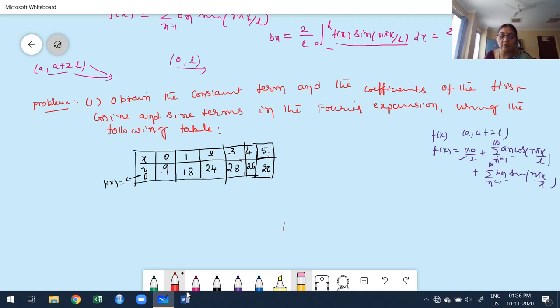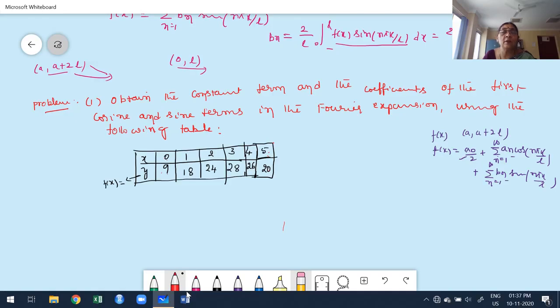Before moving to the next step, observe the first and last pair of the first row. The corresponding second row values must be the same. Then only can we say the table is complete and the given function is a periodic function. Otherwise, you can't consider the Fourier series.